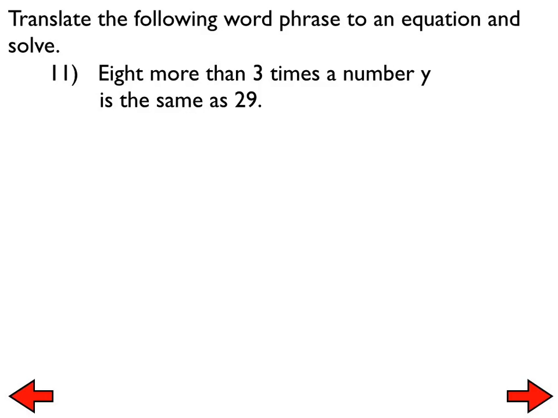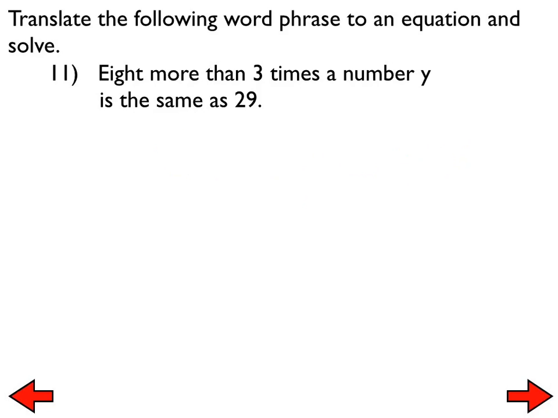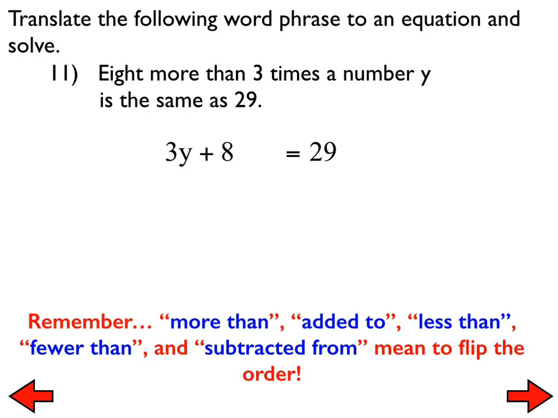All right, so here's what was just said. 8 plus 3 times y, which is 3y, equals 29. I have something to tell you. That is not correct. One of the reasons why I've been giving you those problems in the homework, all those flip terms, is this one of those flip terms? Yes, it is. What should it really be? Yes? 3y plus 8 equals 29. There you go. That's what it really should be. And remember all those 5 flip terms. More than, added to, less than, fewer than, and subtracted from mean to flip.